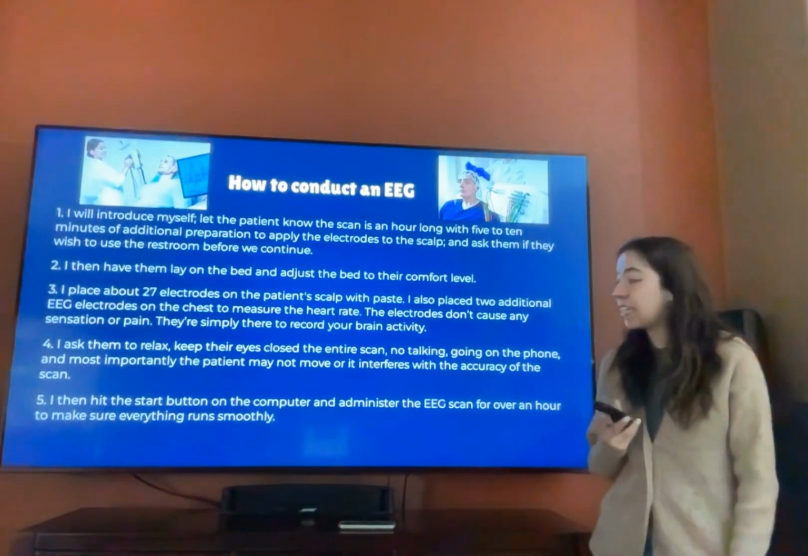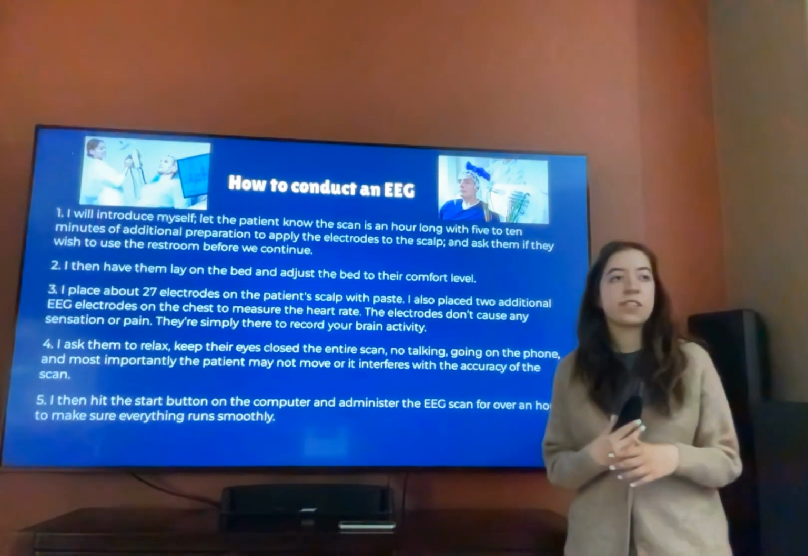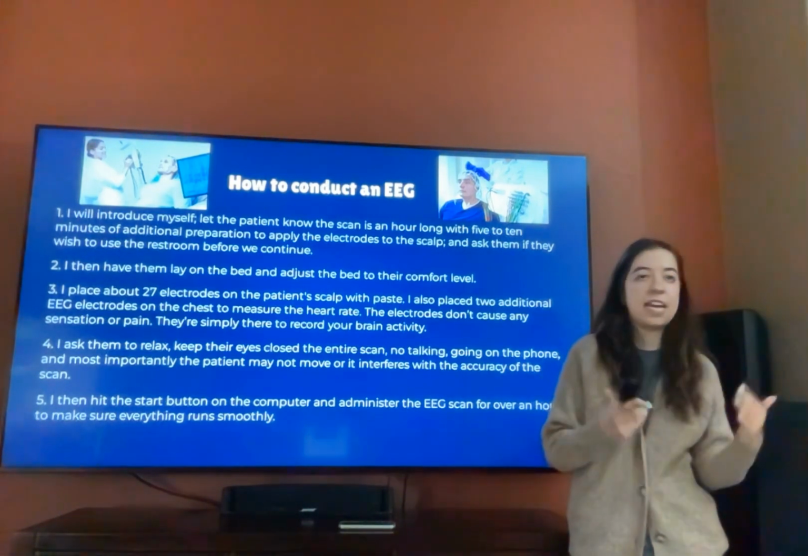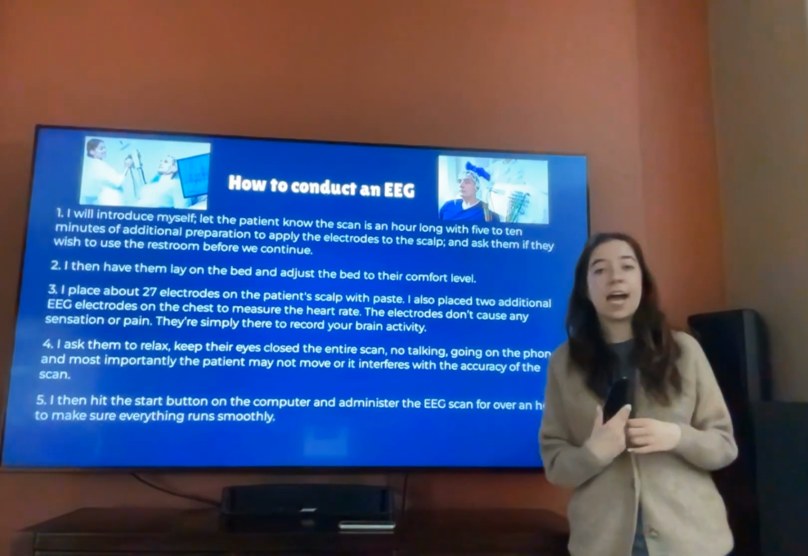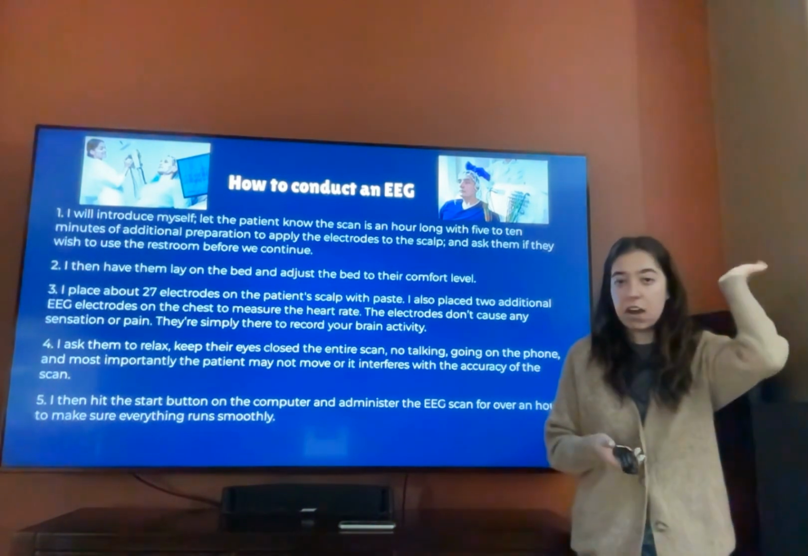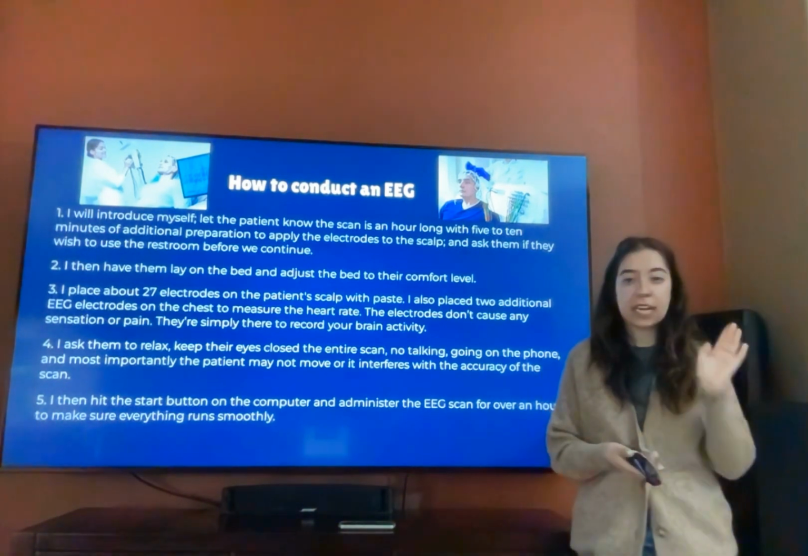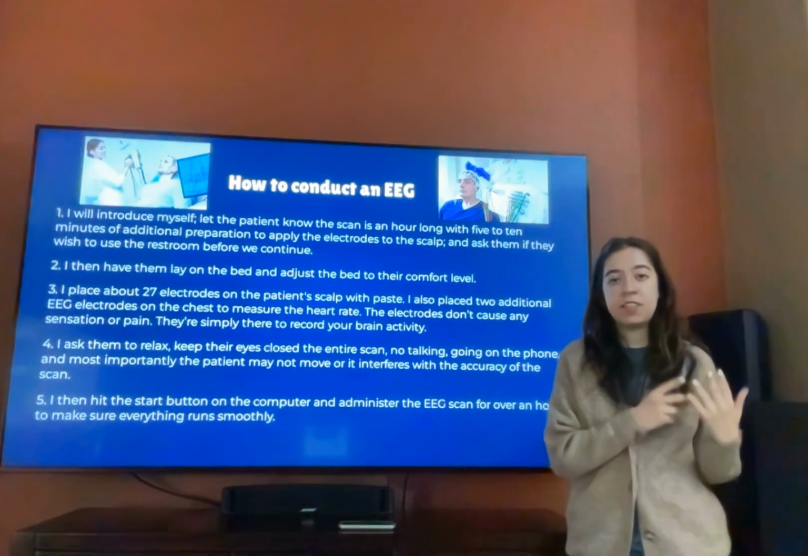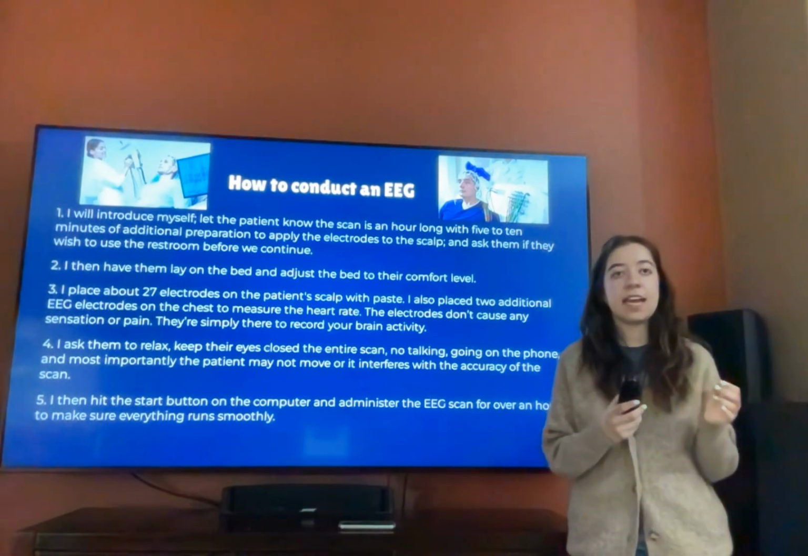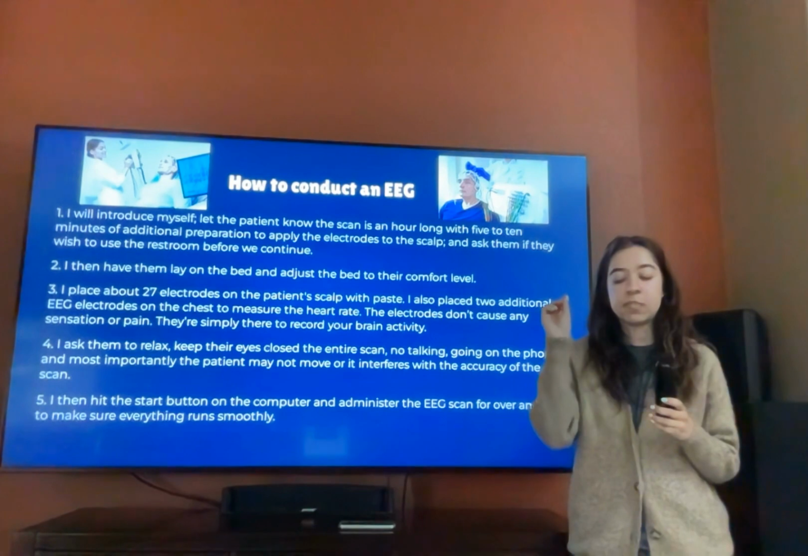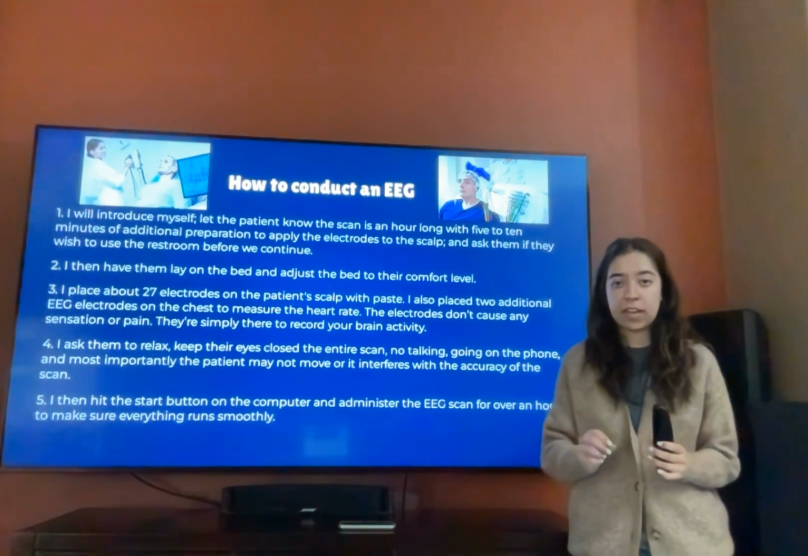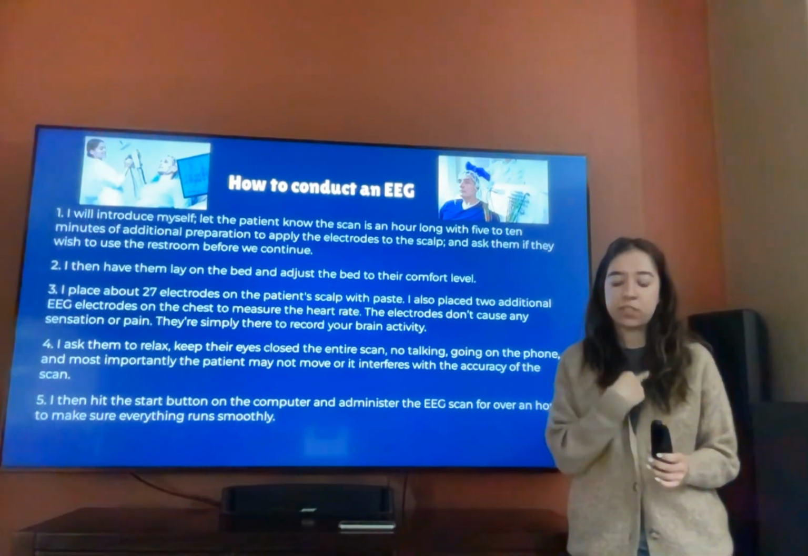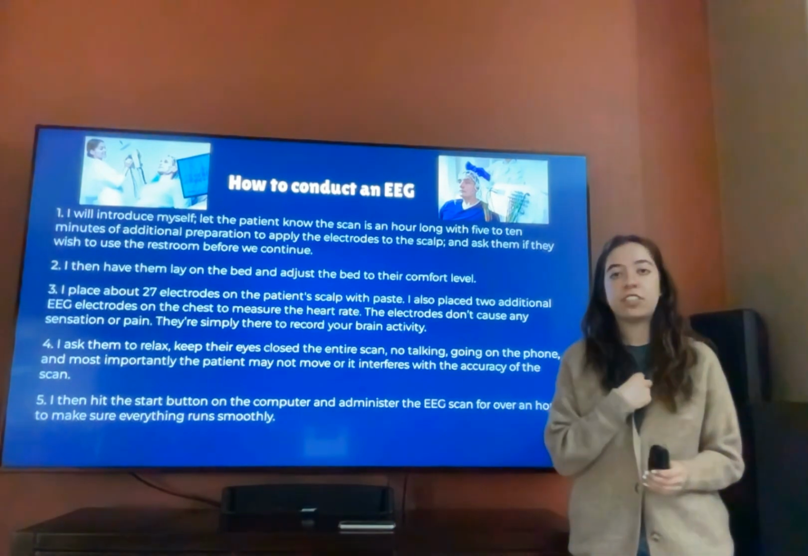How to conduct an EEG. This is where I come in. I go ahead and invite the patient in, introduce myself. I let them take everything off of their scalp. That way I have a clear canvas. I lay them down on the bed in a comfortable position. Then I take a little bit of paste, put it on each of the 27 electrodes, 2 of which are also for the heart, and I attach it.